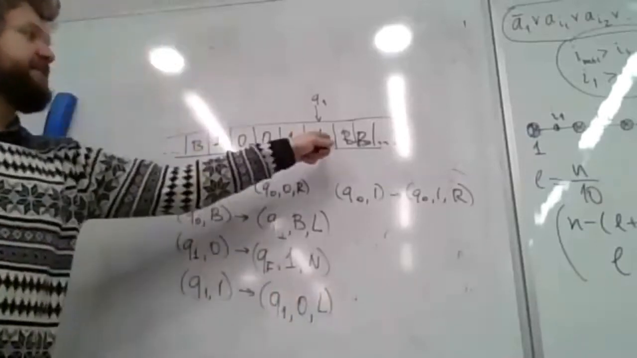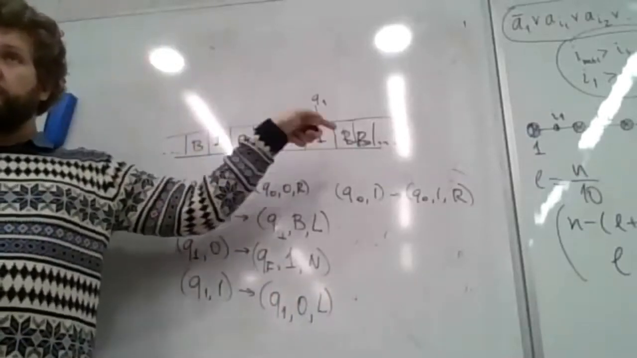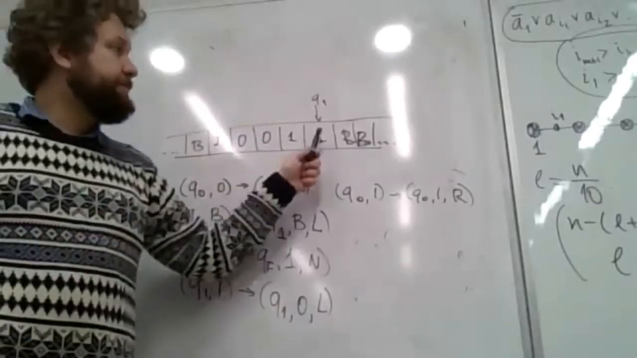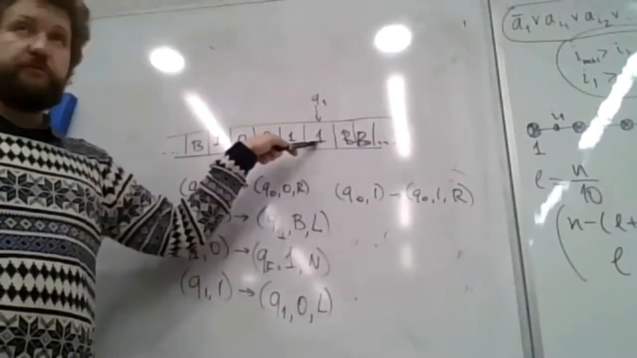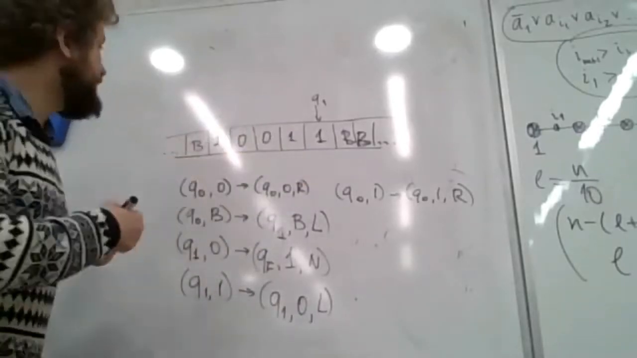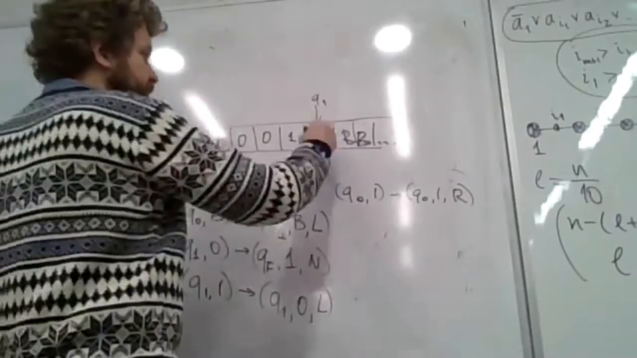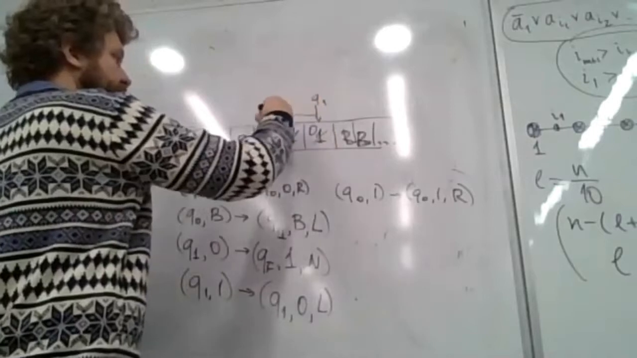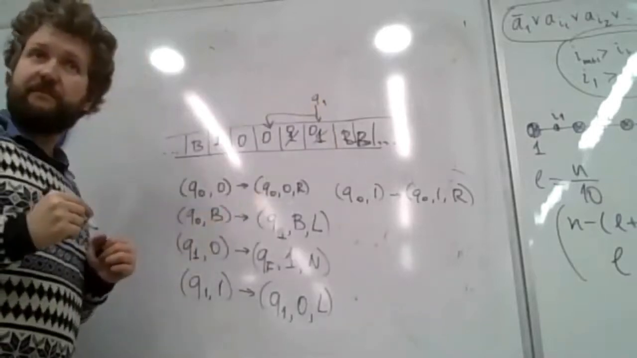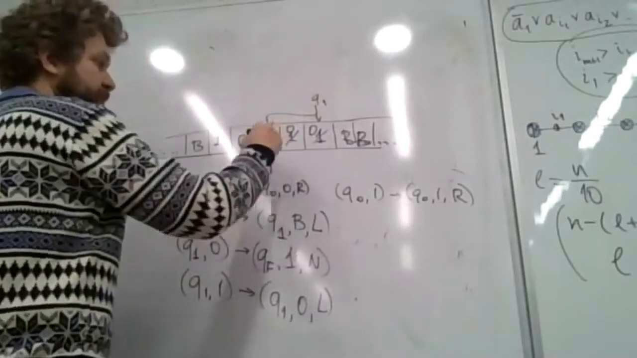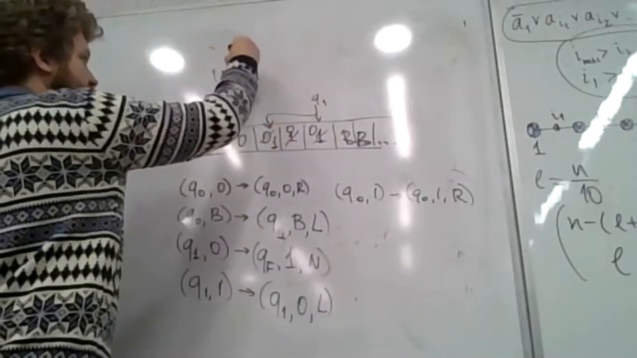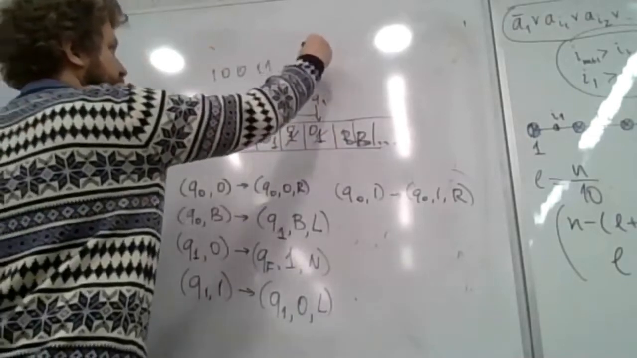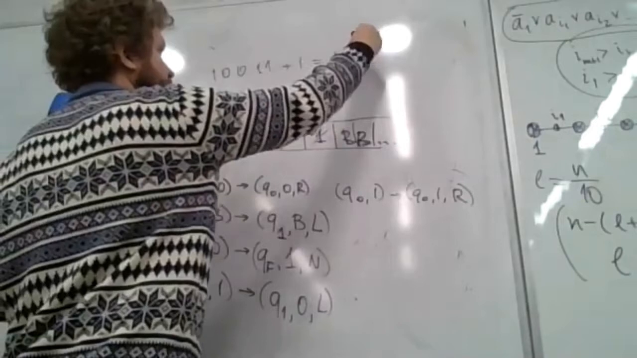So if it is one here, what should we do? We should put zero here and move left. So here we replace it with zero. Now our Q1 points here. And we replace this with one and we stop. And we get this: 10011 plus one equals 10100. This is okay.